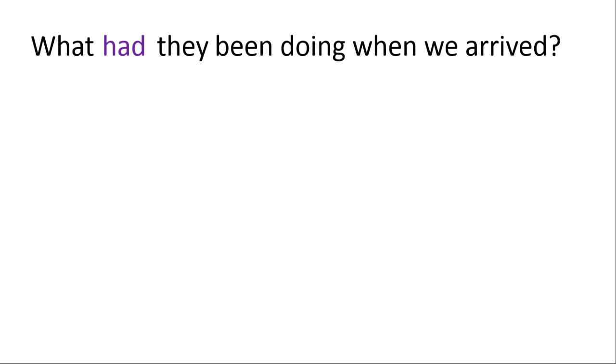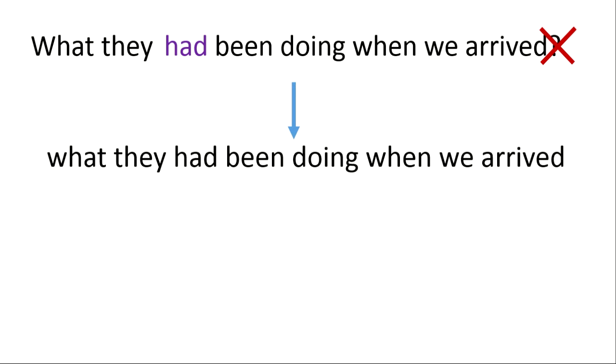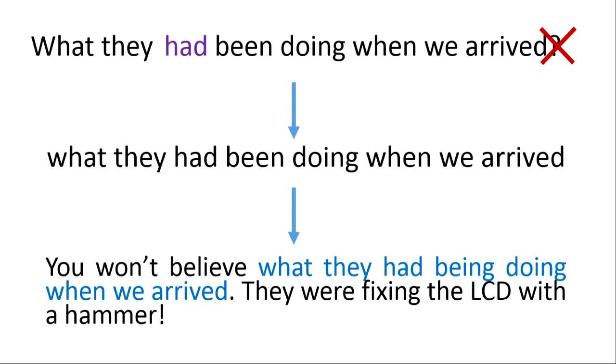This is the same sentence. Let's do it again. Cross out the question mark, swap the auxiliary and the subject, and then we have this noun clause, what they had been doing when we arrived. And now we can use it as the object of the new sentence. You won't believe what they had been doing when we arrived. They were fixing the LCD with a hammer.